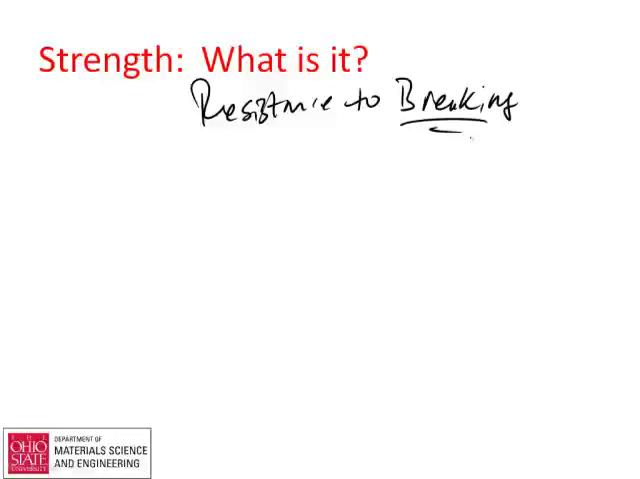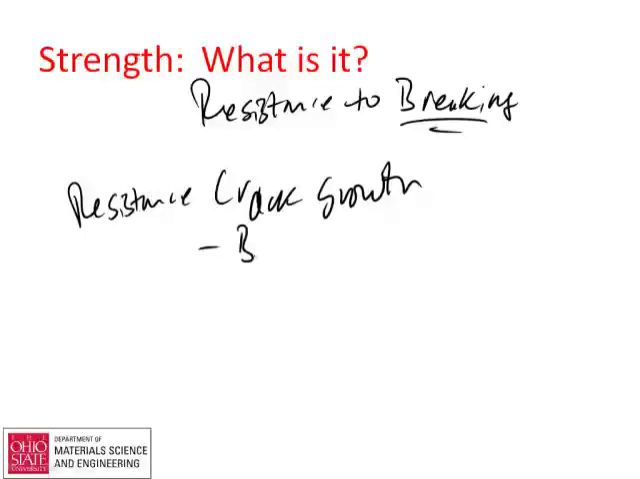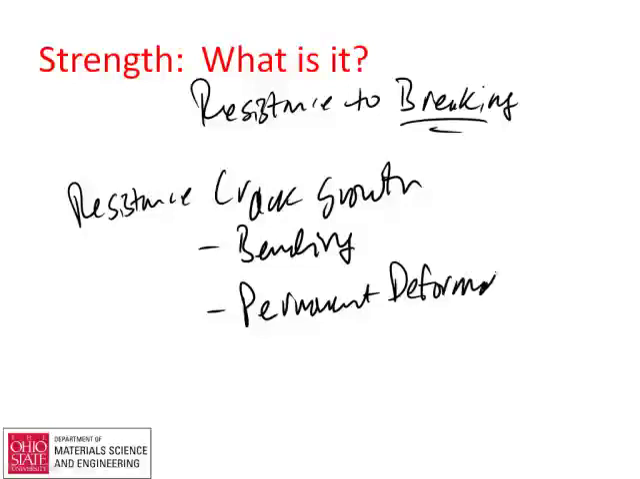So how do we test for this? We break stuff. That's something that I still enjoy, and I think it's the ninth grader in me that enjoys this. So we get to break stuff. There's a few ways we can look at this. We can look at resistance to crack growth. We can look at resistance to bending. We can look at resistance to permanent deformation. And it's always a resistance to putting forces on something, okay?